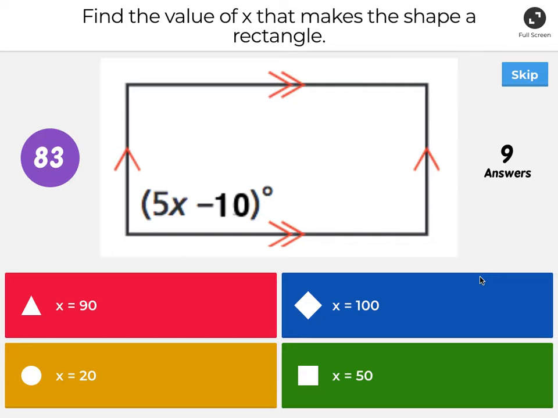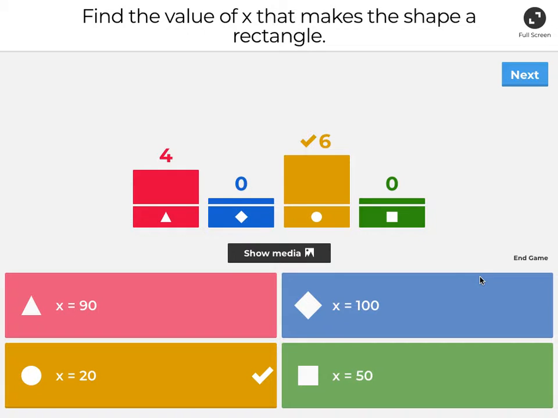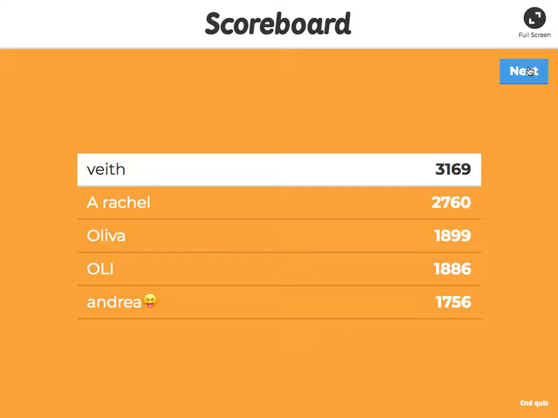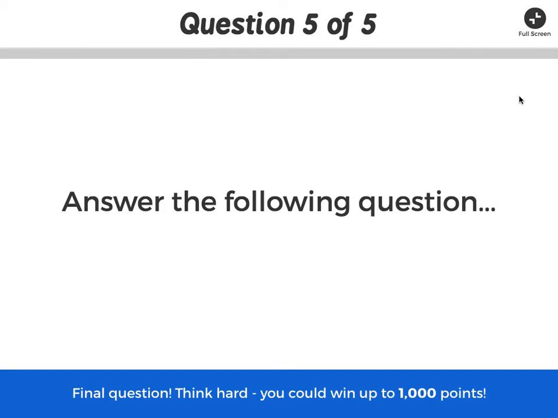So if it's 5x minus 10 equals 90, I add 10 to both sides. I get 5x equals 100. I divide both sides by 5. I get x equals 20. There you go.